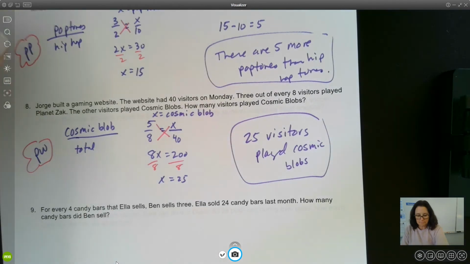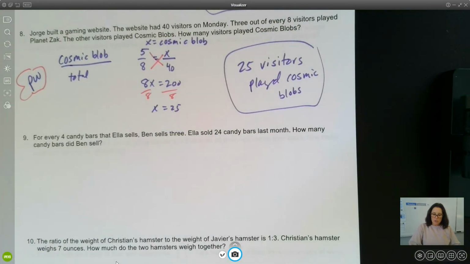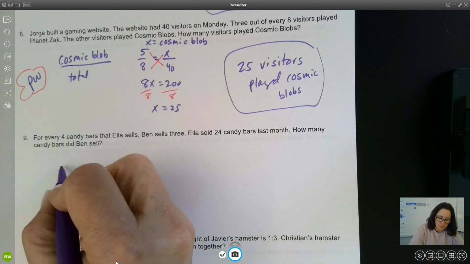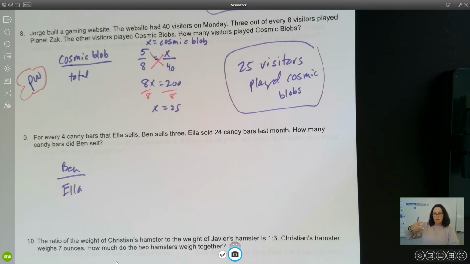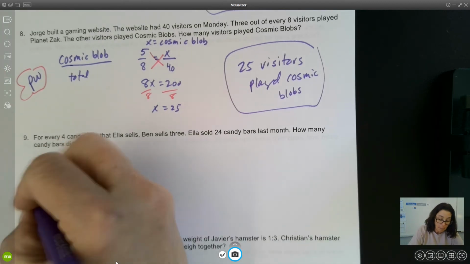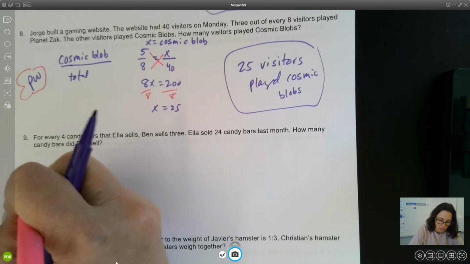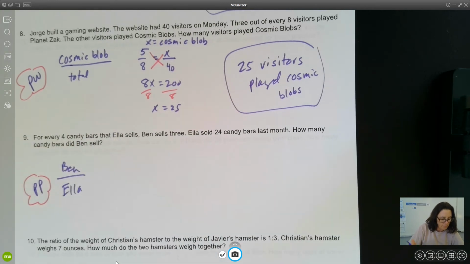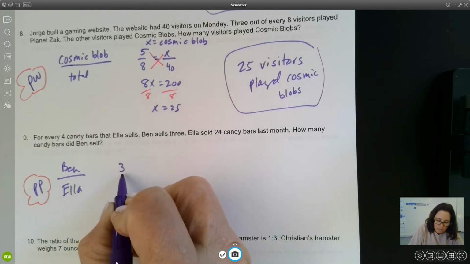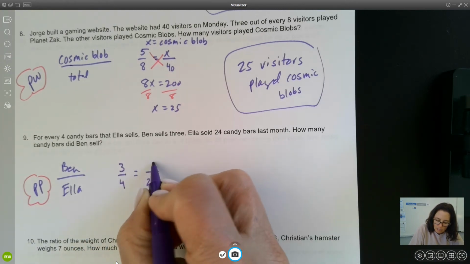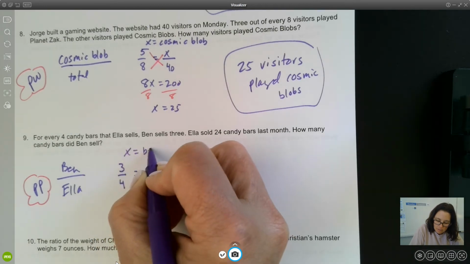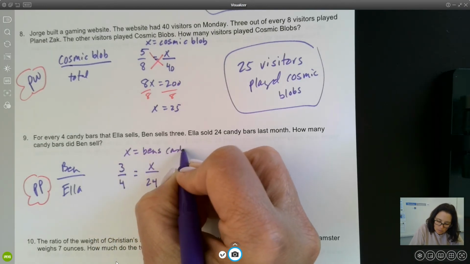Number 9. For every 4 candy bars that Ella sells, Ben sells 3. Ella sold 24 candy bars last month. How many candy bars did Ben sell? So I'll do Ben and Ella. Doesn't matter if you do Ben Ella or Ella Ben. Doesn't matter. But this time we're looking at a part-to-part relationship. So I've got 3 for Ben, 4 for Ella, 24 for Ella. X is Ben's candy bars.